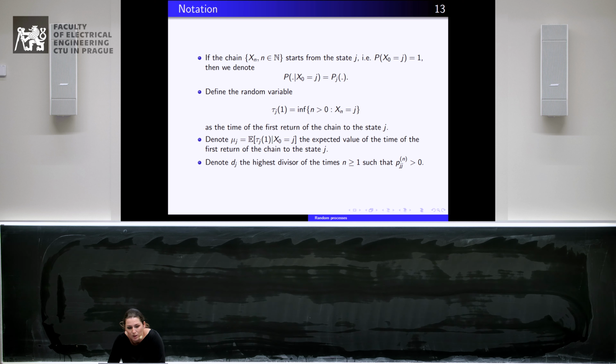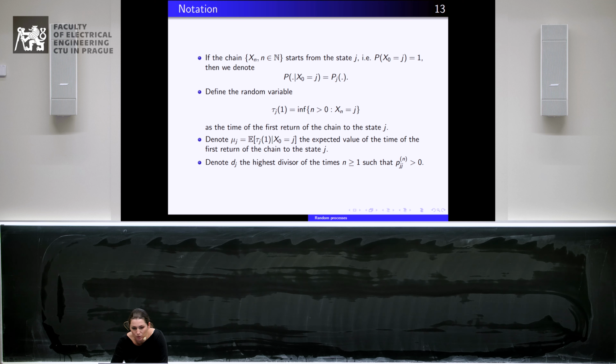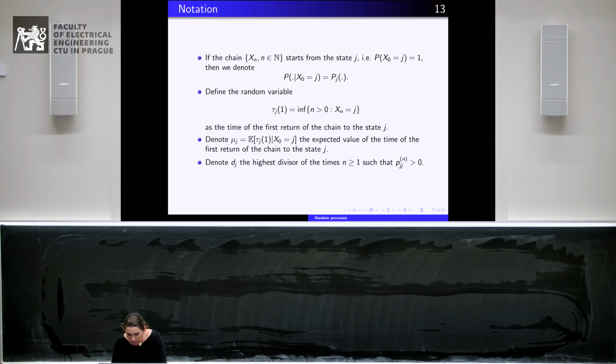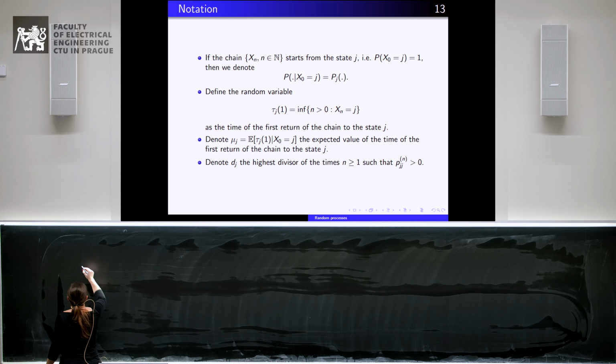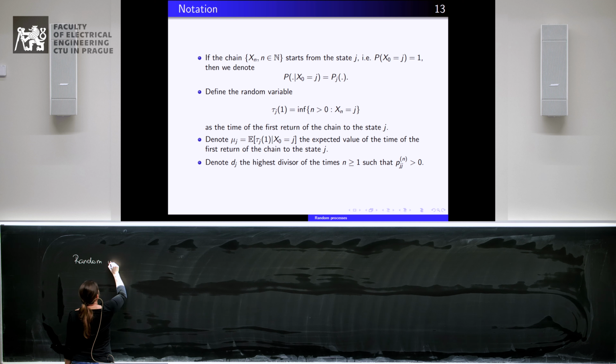And mu j will be the expected value of this time. This time is random, of course, and mu j denotes its expected value, while it can happen that sometimes the time is periodic in the sense that it cannot happen that it will go to the same state in the following step. Let's go back to our random walk.